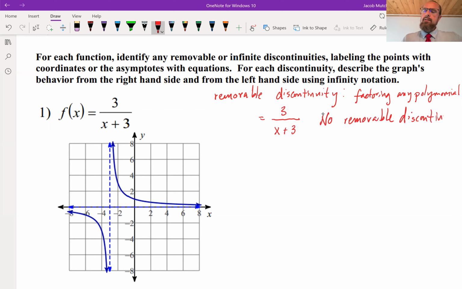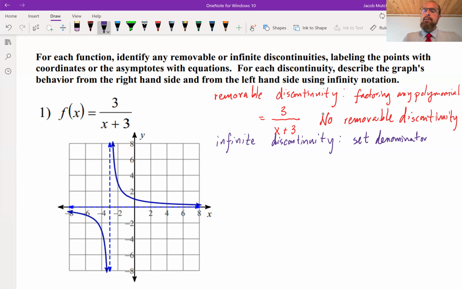Once you decide about the removable discontinuity, our second go-to is to identify any infinite discontinuities. So our attention for an infinite discontinuity is really looking at the denominator and seeing where the denominator has a value of 0. So in other words, if I were to plug an x value in, what x value would make my denominator equal 0? So we'll do that. The actual algebra is take your denominator, set it equal to 0, and solve.